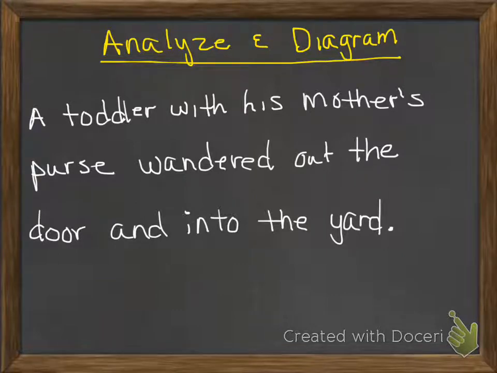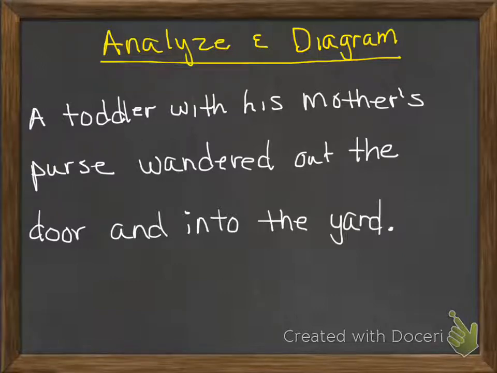So both of them are adverb phrases. All right. The next part was to analyze and diagram sentences, and of course there's going to be adverb phrases in there. Anytime you're going to diagram, you must first analyze or you could make a big mistake. So the first thing we're going to do is find those prepositional phrases. We know with can be a preposition, so we're going to ask with what? It would help if I read the sentence first. A toddler with his mother's purse wandered out the door and into the yard.